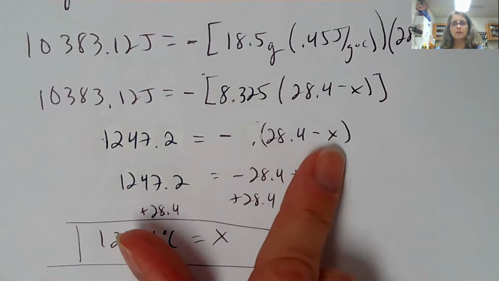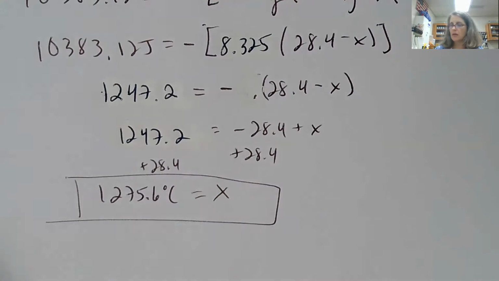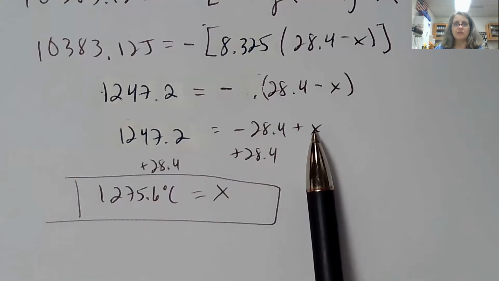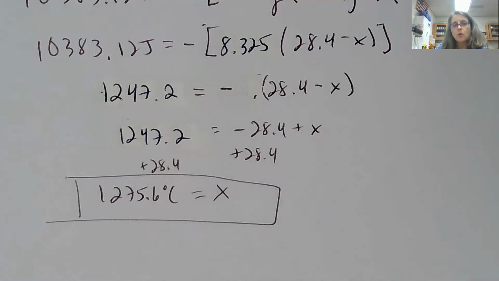So again, I distribute the negative, and there's many different ways you could do this algebraically. I just did it this way. So this became negative 28.4, and this became a positive x. So then I add 28.4 to both sides, and I end up with about 1275.6 degrees Celsius. And again, as long as your number was close to my number, I gave you full credit.